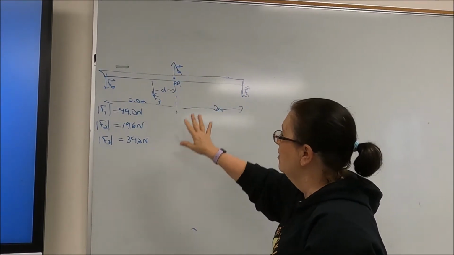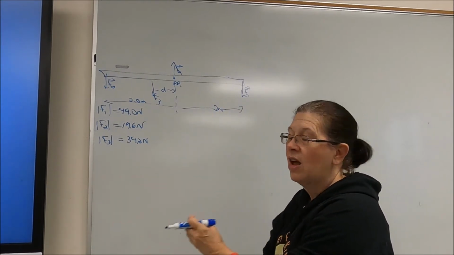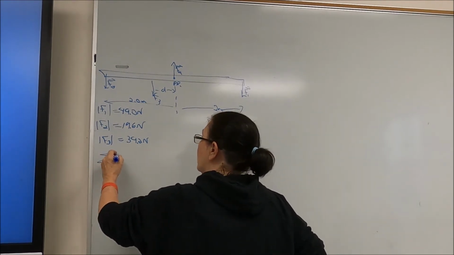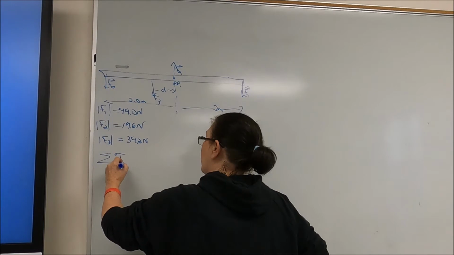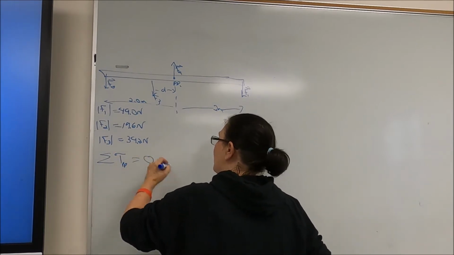If we look at the sum of the forces in the y direction, we would have 2 unknown forces. That's not going to do us a whole lot of good. So what we want to do is look at the sum of the torques about the pivot point. And that should be 0.